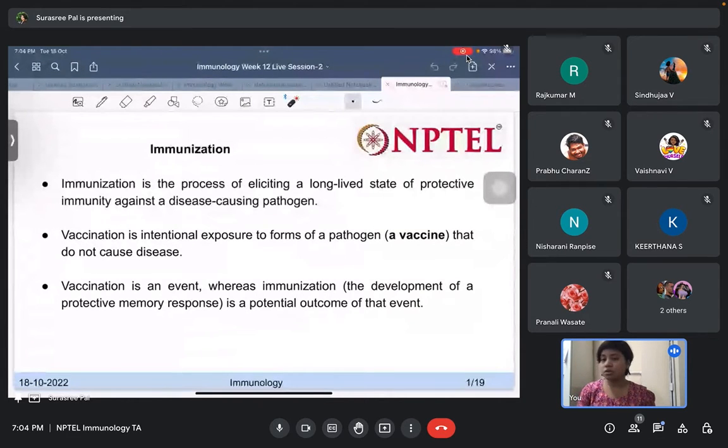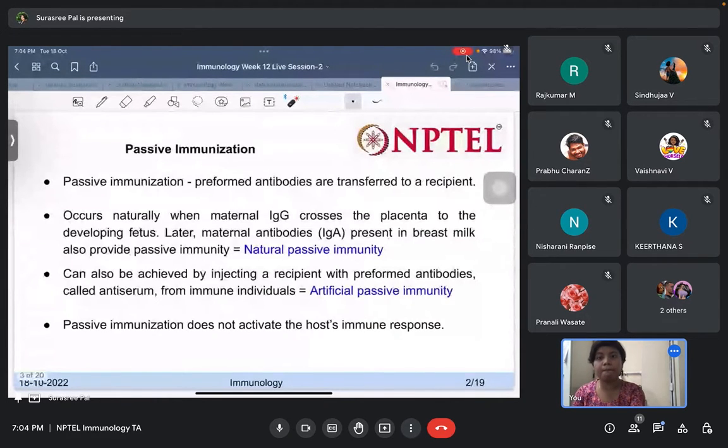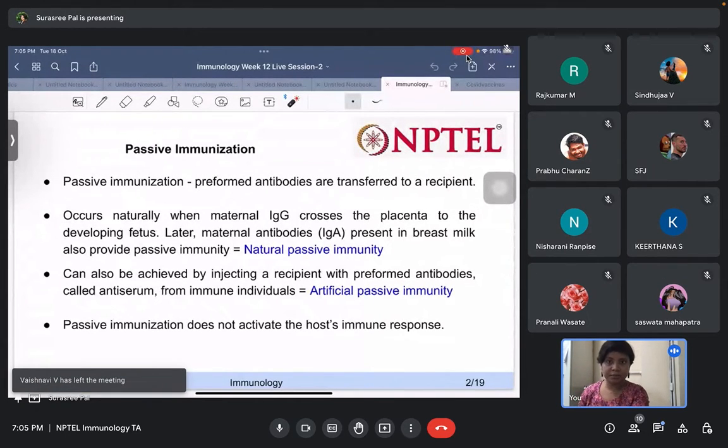Okay, next moving on to passive immunization and active immunization. Passive immunization is the process whereby antibodies are transferred to a recipient, and it does not involve the activation of the B cells, because the preformed antibodies are being transferred to the recipient, who requires this kind of antibody-mediated protection and quick elimination of any toxin or any pathogen, right?